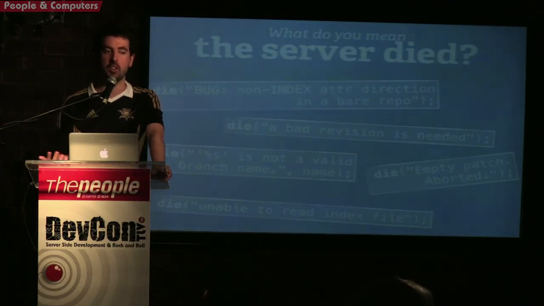If you link Git into a server process and you try to look up a commit that doesn't exist, well, your server dies and you need to reboot it. So it's not a good idea to use that in production.